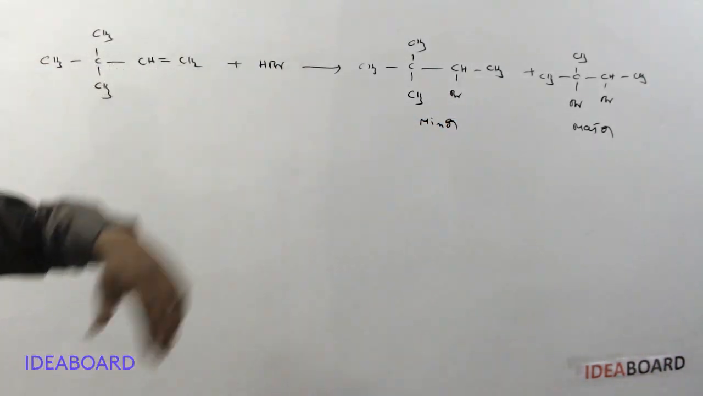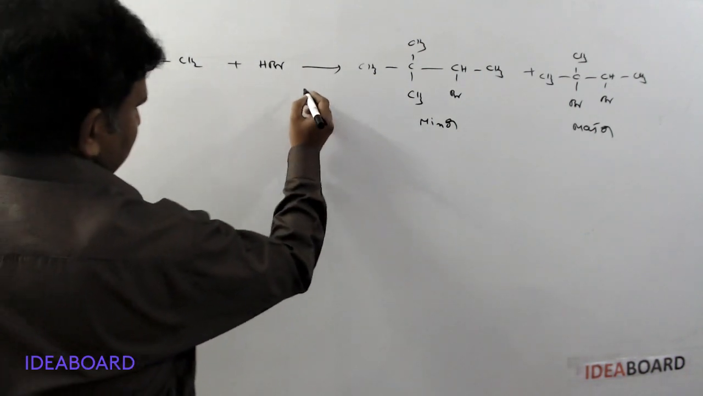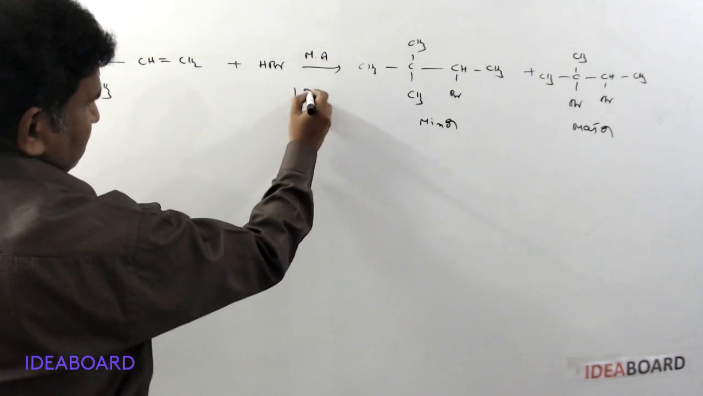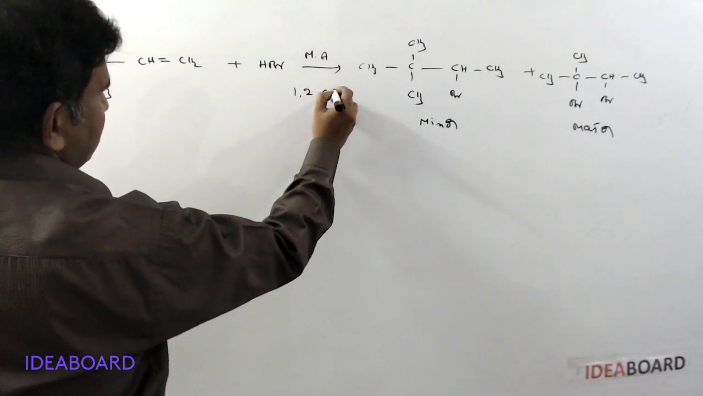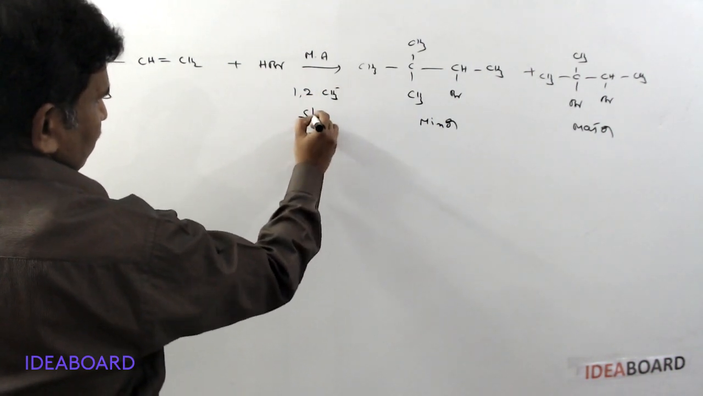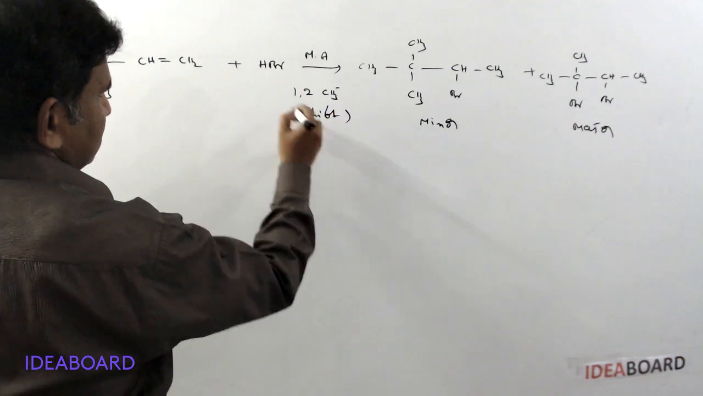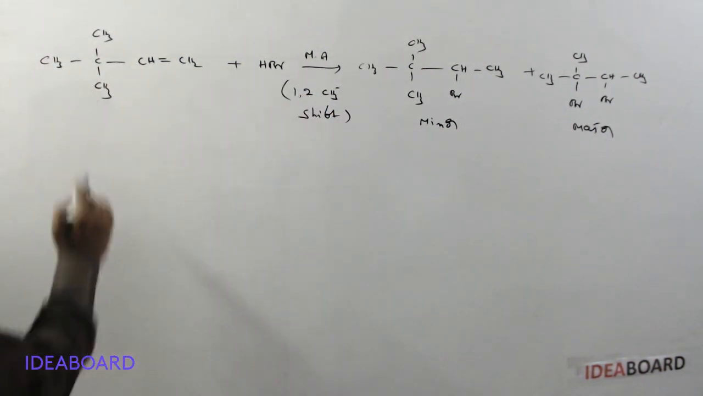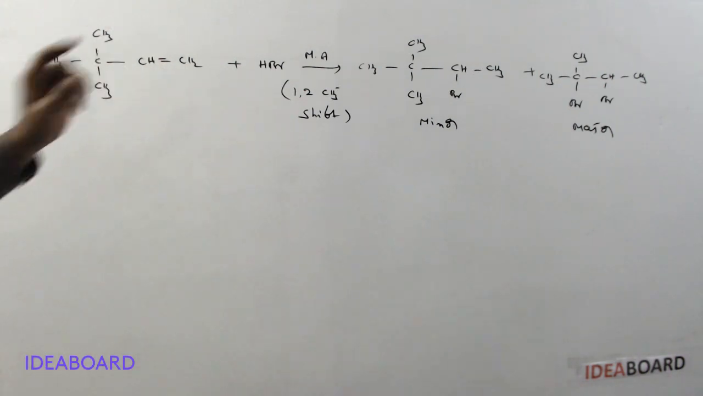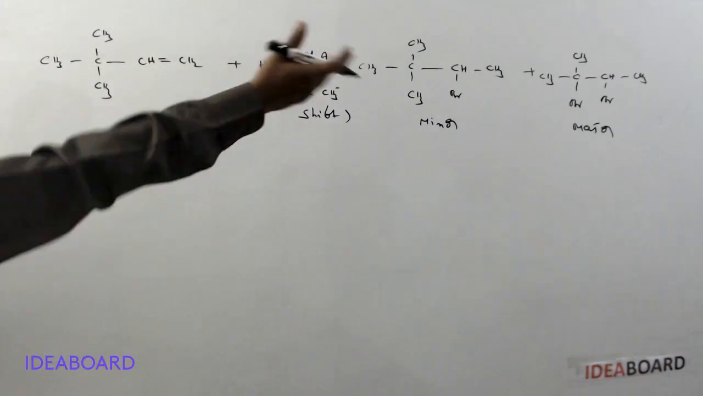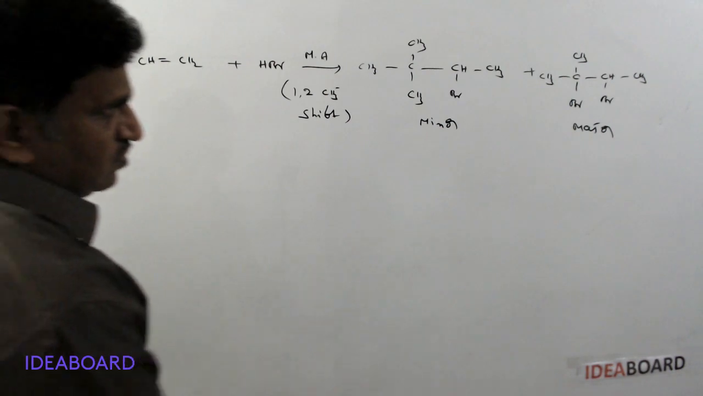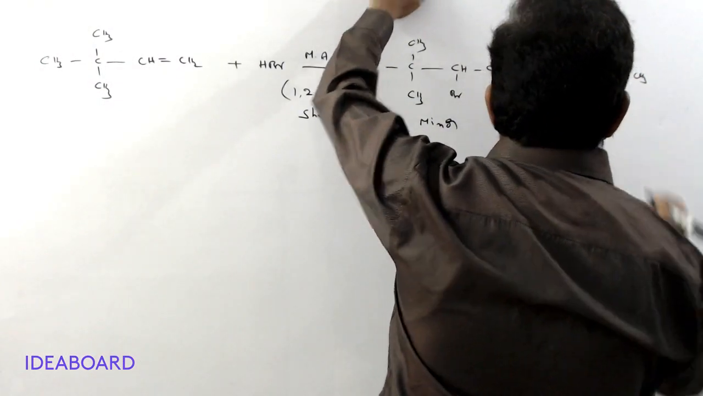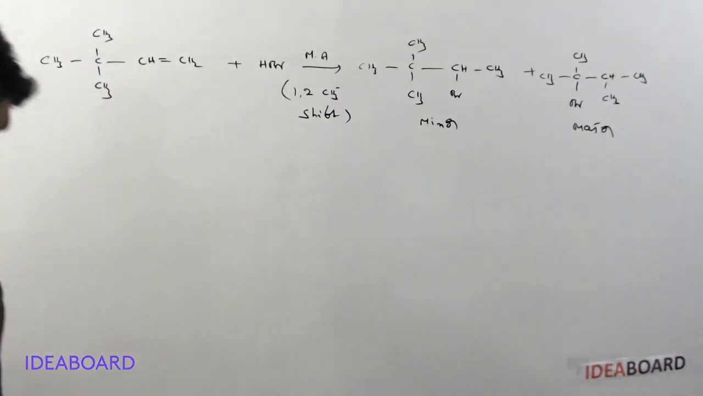Why is that the major product? In this process it follows Markovnikov addition and undergoes a 1,2 methyl shift. A 1,2 methyl shift occurs, like a 1,2 hydride shift. Here the methyl group shifts onto this carbon. Because of this 1,2 methyl shift, we get the major product with a methyl group here. This is the 1,2 methyl shift product.